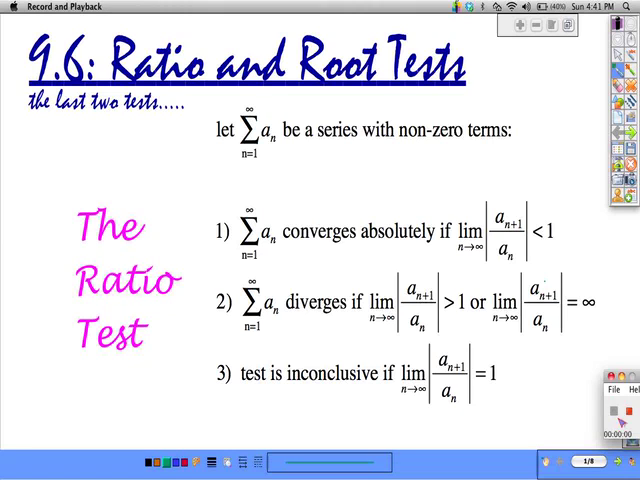In this section, we'll look at the last two convergence tests, the ratio test and the root test. And we'll start off with the ratio test. If we have a series with non-zero terms, then that series converges absolutely if the limit of the ratio between two consecutive terms, its absolute value, is less than 1. It will diverge if the ratio between two consecutive terms is greater than 1 as n goes to infinity, or if that ratio is infinity. And the test is inconclusive if the limit of that ratio is equal to 1.